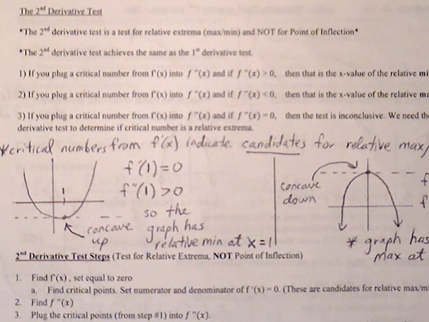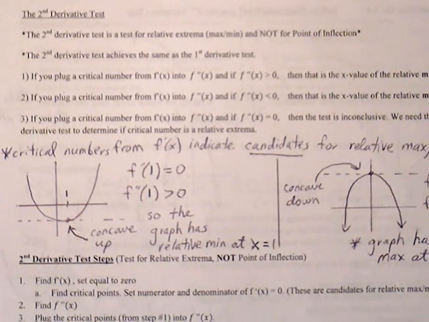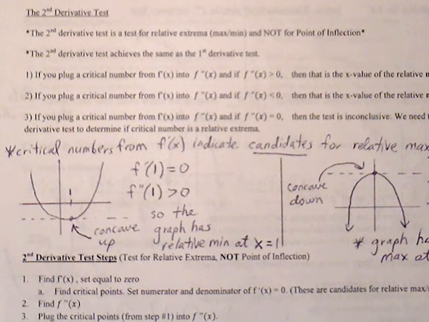Okay, let's continue with notes from chapter 3.4. We've talked about the concavity test, which allows us to determine where the graph is concave up, where the graph is concave down, and also where a point of inflection occurs.